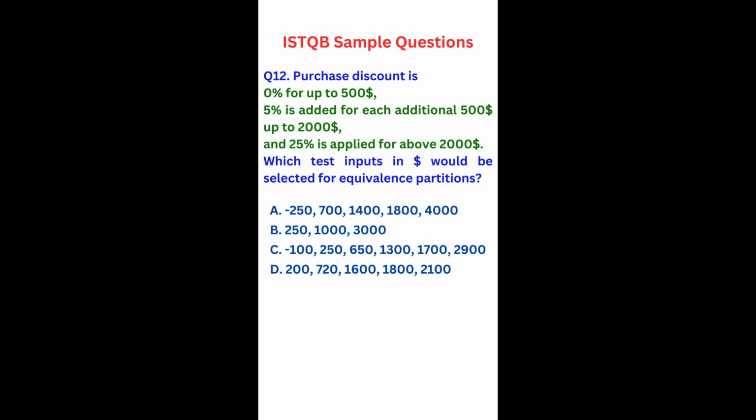Question 12. Purchase discount is 0% for up to $500. 5% is added for each additional $500 up to $2,000. And 25% is applied for above $2,000. Which test inputs in dollars would be selected for equivalence partitions?